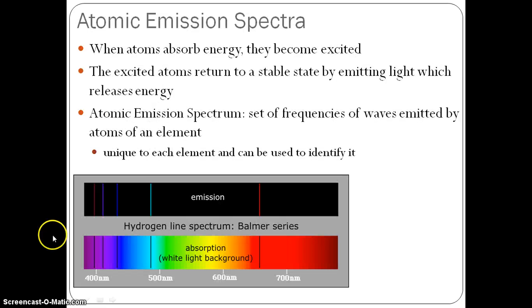Very good. Okay, atomic emission spectra, we need to talk about this because we will do a flame test lab that involves this. When atoms absorb energy, they become excited. The excited atoms need to return to their stable state by emitting light, which in turn releases energy. We'll get more into how they actually emit light. But the atomic emission spectrum is unique for each element and can be used to identify it. It's a set of frequencies of waves emitted by atoms of an element.